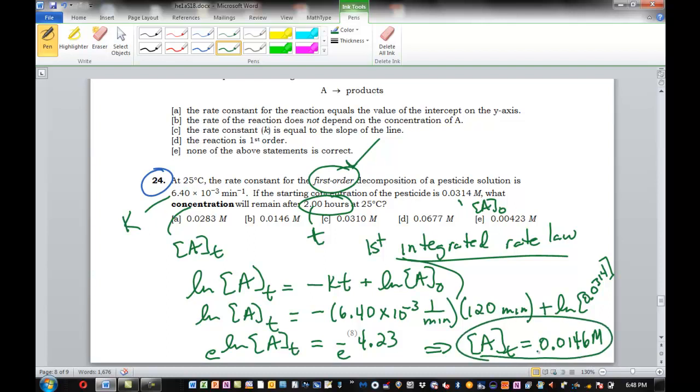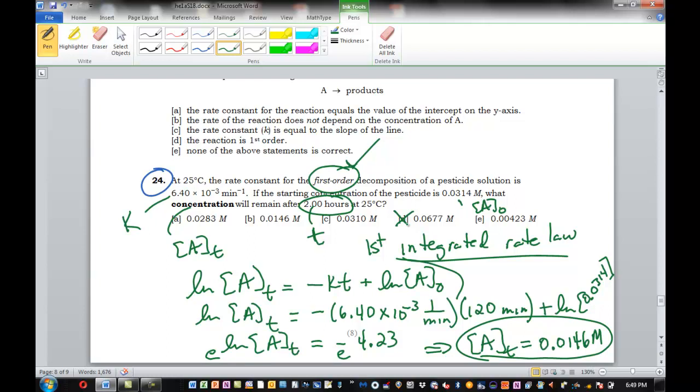Okay. Now, it's a good idea to double check to see if at least we're in the right ballpark. So, for example, there's one answer that can't be possible, right? We start at 0.0314. We would not go up to 0.0677. All the others look at least reasonable because they're less than what we start with, so that's good.